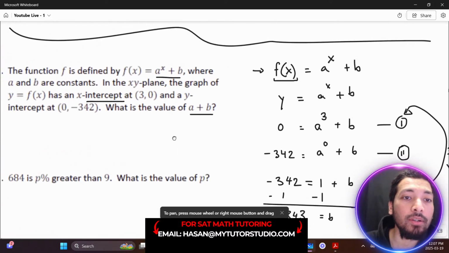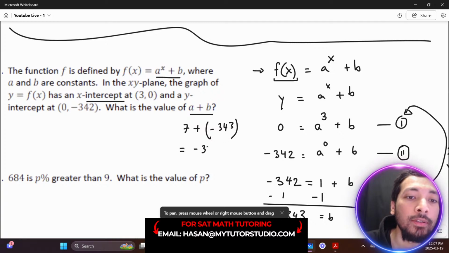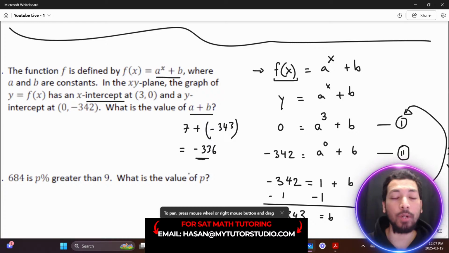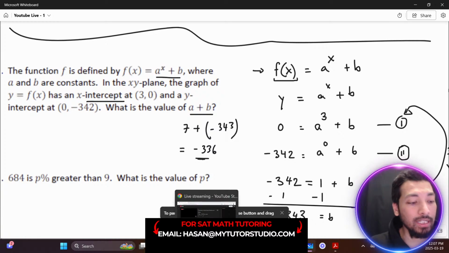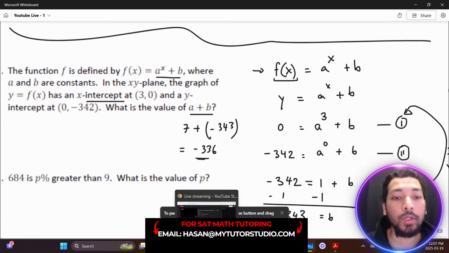I need to find the value of a plus b. So a is 7 plus b is negative 343. If I add them up, I'm getting negative 336. So this is how we solve this problem. Now let me just show you how you can use Desmos here pretty quickly.